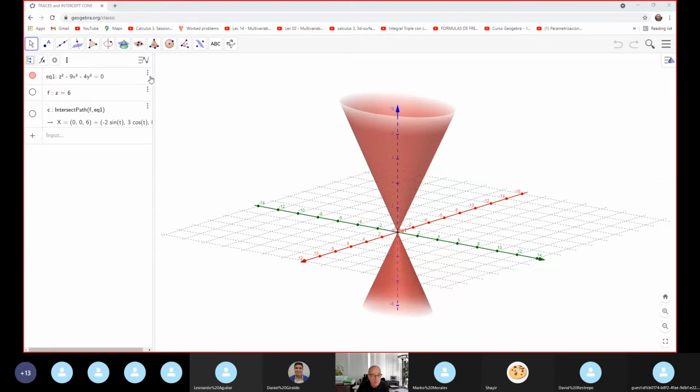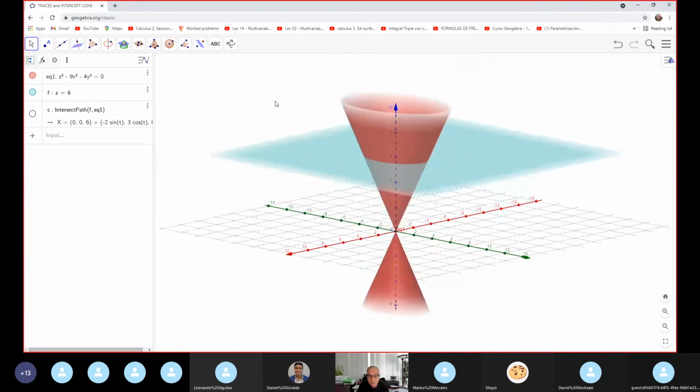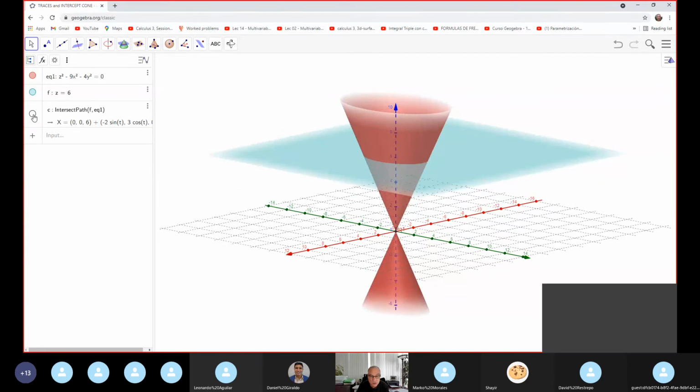Look at the famous plane I am using to make the trace. There's a plane, c equals 6. Look at that. And you see the curve in 2D is a hyperbola.